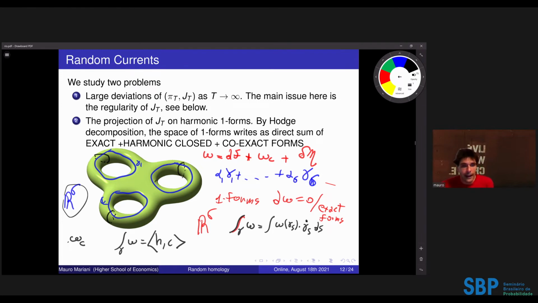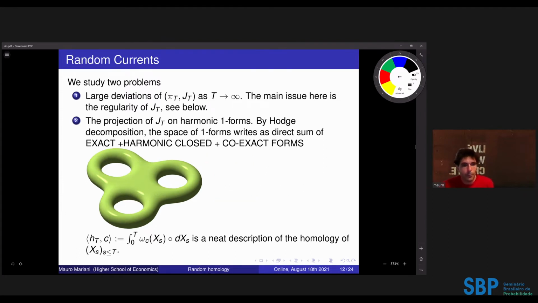And if you want to describe how many times a curve goes around this hole, you can choose a basis of 6 differential one forms that are harmonic. So they are closed and harmonic: they satisfy both delta omega equals 0 and d omega equals 0.